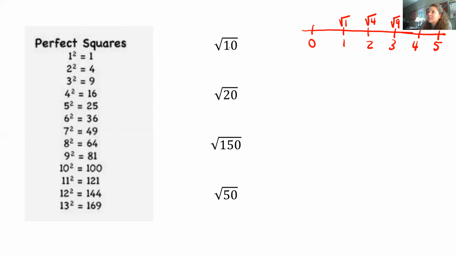Well, that means that the square root of 10 would have to fit somewhere between 3 and 4. Okay, because 10 is in between the perfect square of 9 and the perfect square of 16. Do you agree with me? Well, the square root of 9 is 3, the square root of 16 is 4. That means the square root of 10 has to start with a 3. And isn't 10 a lot closer to 9? We know it's closer to 3 than 4 because 10 is so much closer to 9 than 16.